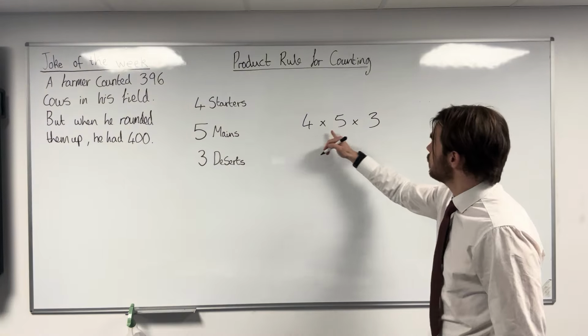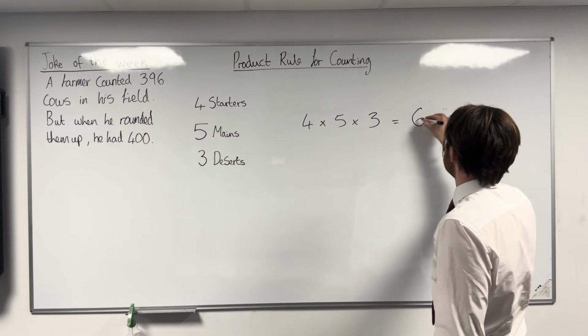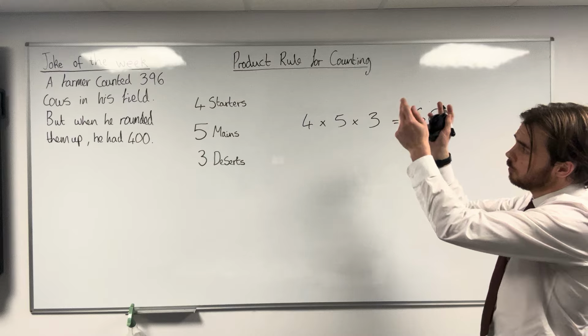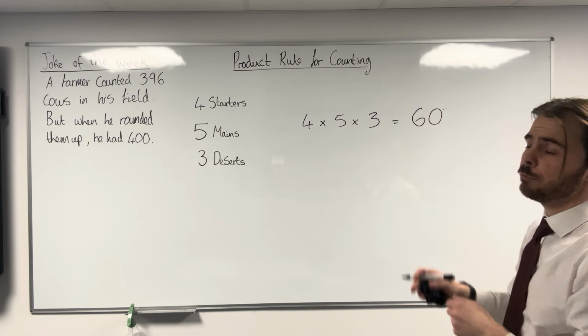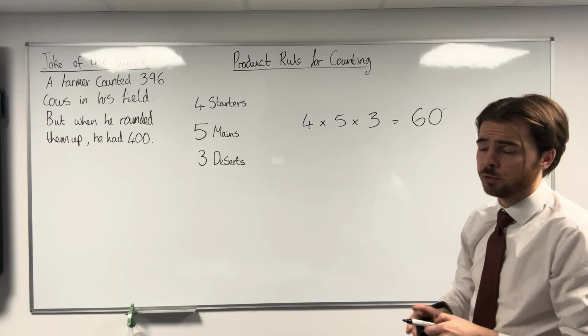So we're going to do 4 times the 5, which is 20, times by the 3, which is 60. So we have 60 combinations of 4 starters, 5 main meals and 3 desserts. That's it. Okay, we do a bit of multiplying of all the options. Next one.